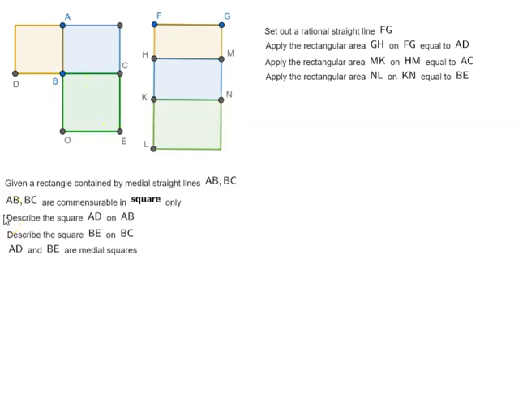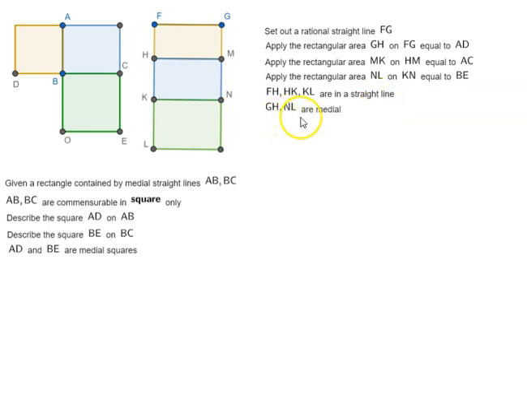Let's mark these points. So here FG is some straight line that we have taken, a rational straight line. On that we have drawn a rectangle equal to the square AD. Then on HM we have drawn a rectangle equal to the given rectangle, and then on that we have drawn a rectangle equal to this square. FH, HK and KL are in a straight line.